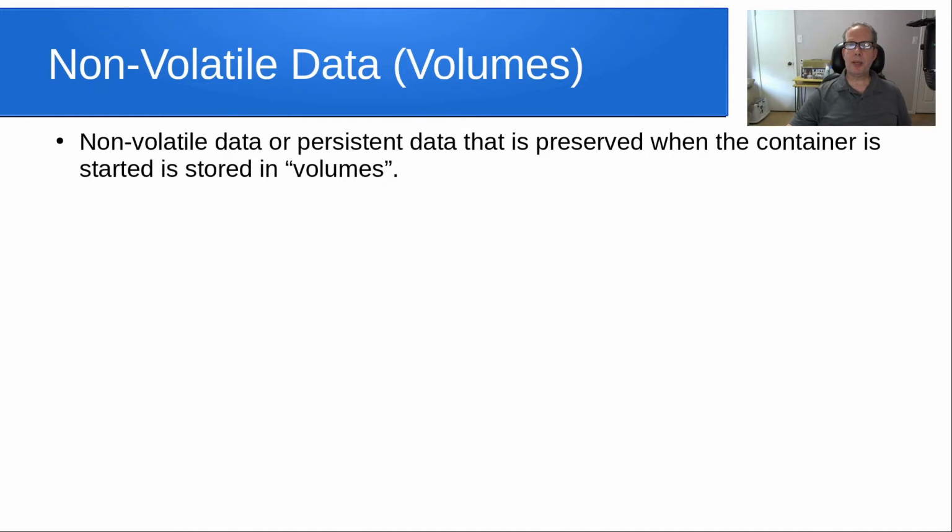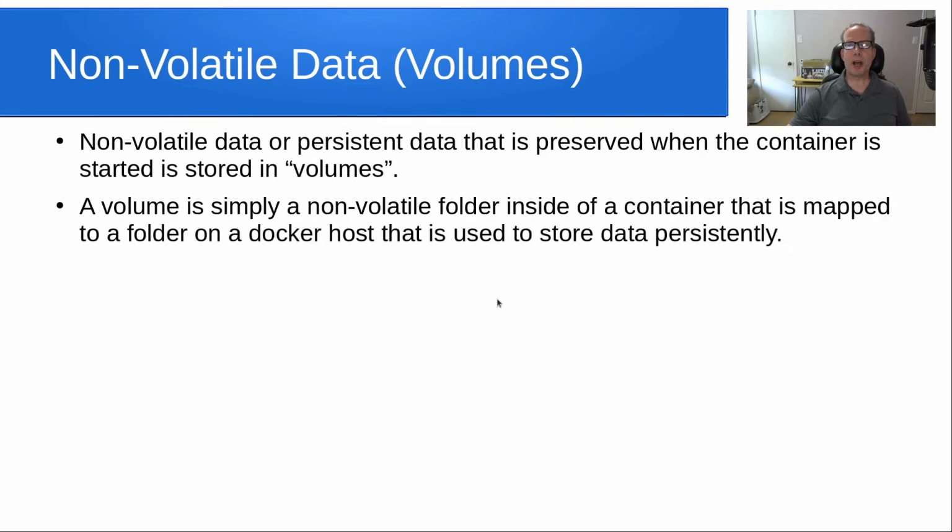So then we have the issue for non-volatile data. Non-volatile data or persistent data is data that is preserved when the container is stopped, and it's stored in volumes. So a volume is simply a non-volatile folder inside of a container that is mapped to a folder on the Docker host that is used to store data persistently. Because remember, the actual container can't store any data. It's volatile in the sense that when it goes down, everything goes away when you restart it.